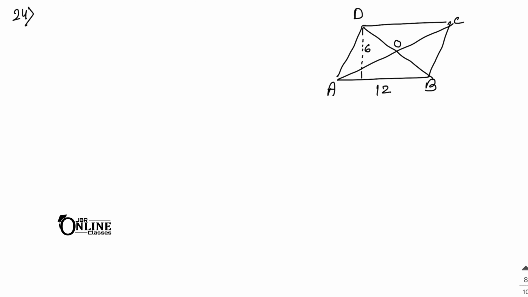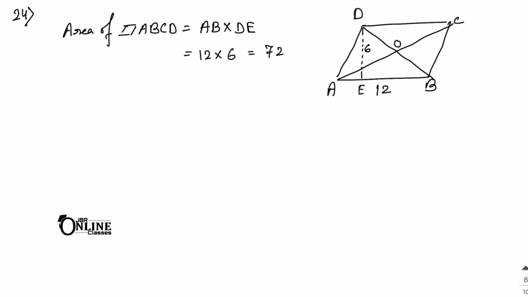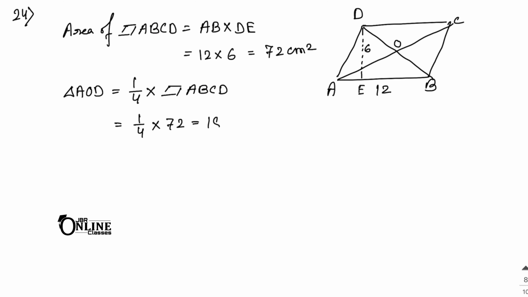Okay, very good. So first you have to find out the area of the parallelogram ABCD, and that is base AB into height. Suppose this one is E, so AB into DE, so 12 into 6, 72 centimeter square. Now the area of the triangle AOD is 1/4 of the area of ABCD. So 1 by 4 into 72 equal to 18 centimeter square. It's very easy.